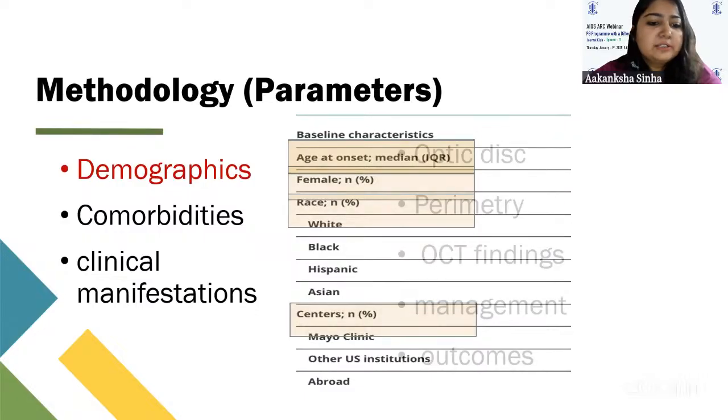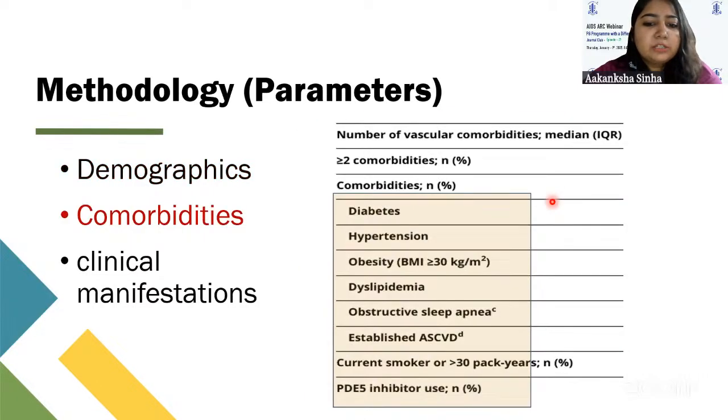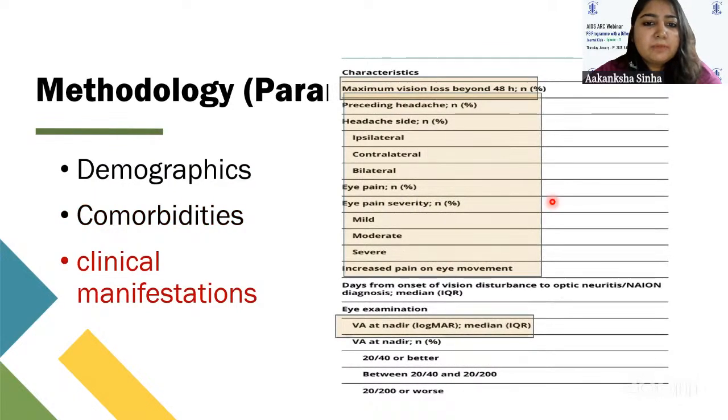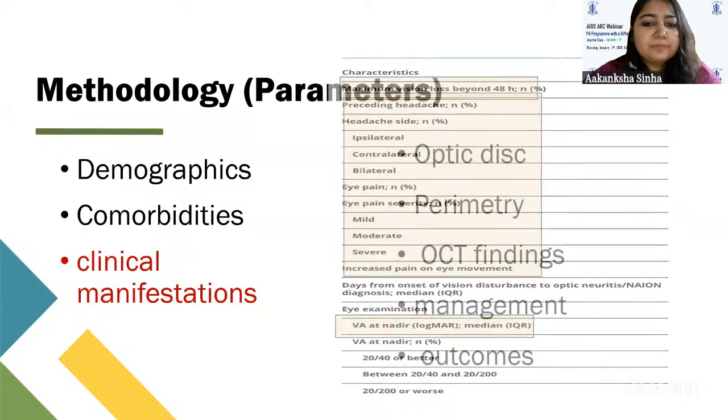patients over centers. Comorbidities included diabetes, hypertension, obesity, dyslipidemia, obstructive sleep apnea, cardiovascular disease, smoking, and along with that PDE5 inhibitor use. Moving to clinical manifestations, the patients were assessed for maximum vision loss beyond 48 hours, vision loss at nadir, any preceding headaches, headache side, eye pain, and its severity.